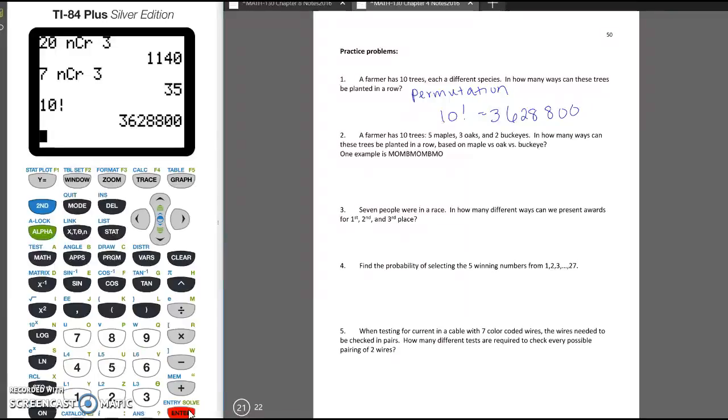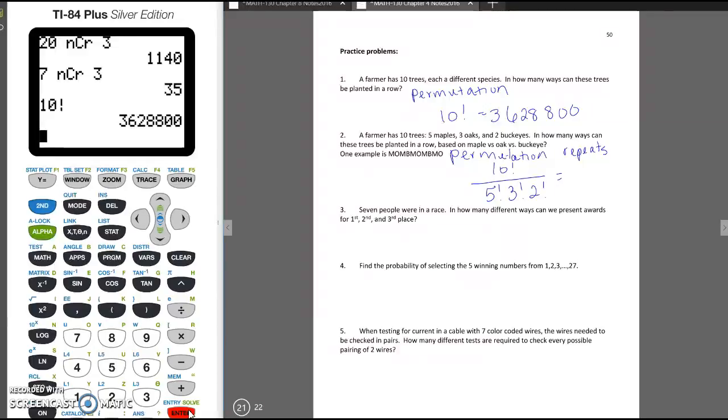Okay, question 2 says a farmer has 10 trees, 5 maples, 3 oaks, and 2 buckeyes. How many ways can these trees be planted in a row based on what type they are? So this is a permutation with repeats, like we saw with the letters or with the boys versus girls for birth order. So there's a total of 10 factorial different trees, we're repeating maples 5 times, oaks 3 times, and buckeyes 2 times.